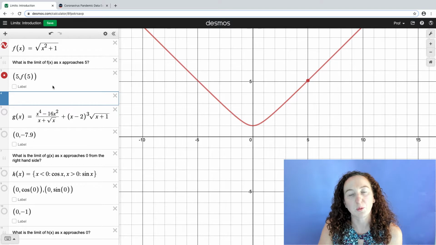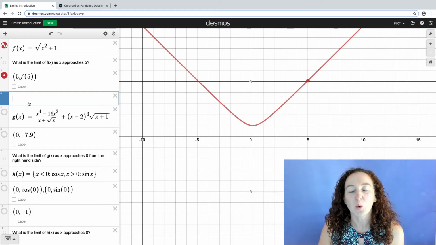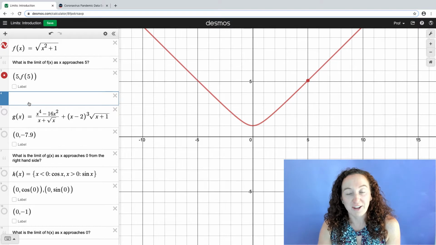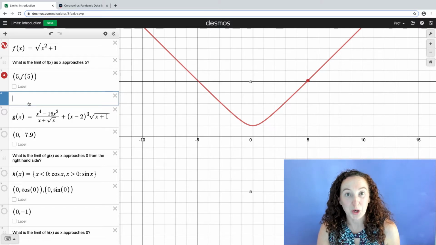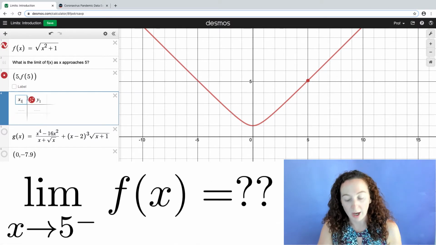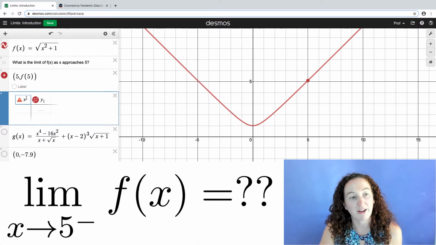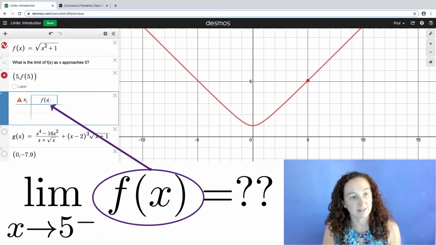So one of the ways that we can find this limit is we could eyeball it and look at it graphically, or we could find values that are close to 5 and figure out what our f of x is likely to be. Or we could use some algebraic skills. Right now, we're going to focus on the numerical. So I'm going to make a table where I have x in one column, and f of x in the other column.